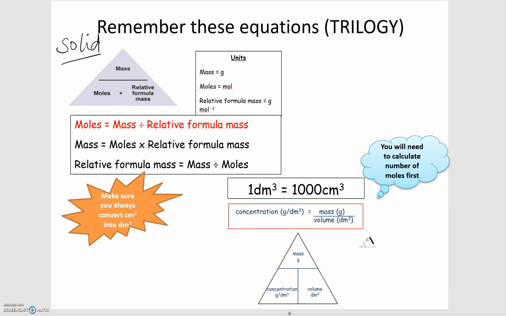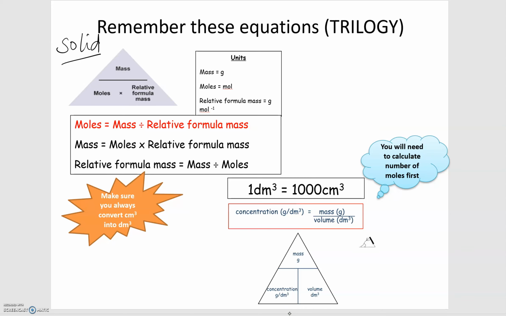If you're working with the number of moles in a solid, you can work out the mass by doing number of moles multiplied by the relative formula mass. If you want to work out the moles, you do mass divided by relative formula mass, which I just showed you a minute ago how to work out using values from the periodic table. And for relative formula mass, it's mass divided by moles. These are the units you will use. The mass is always in grams, moles in moles, and relative formula mass is grams per mole, g mol to the power minus 1.